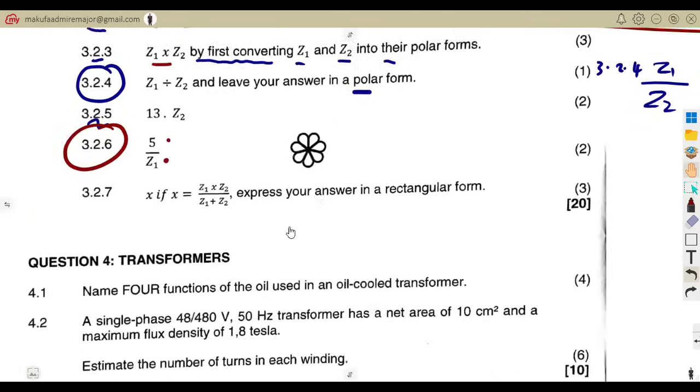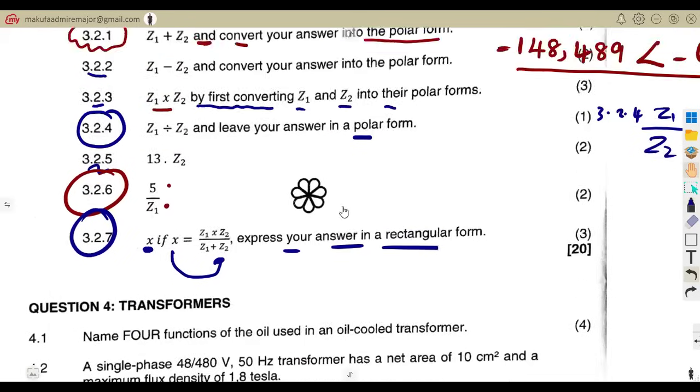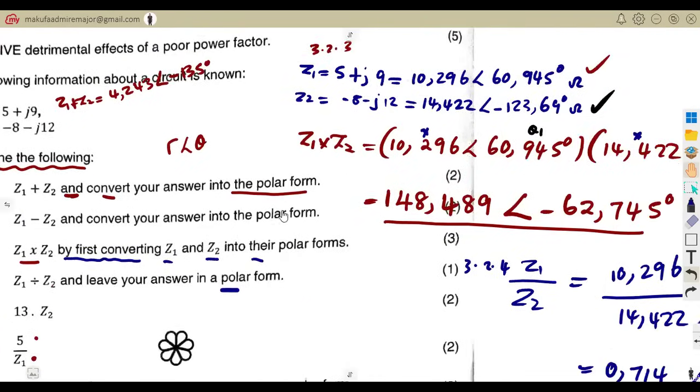So that is it, guys. Let's have 3.27. We have to calculate x. If x is equal to the product of these, express your answer in rectangular form: Z1 times Z2 over Z1 plus Z2. Remember your concept of parallel, but they gave us the Z1 and Z2.